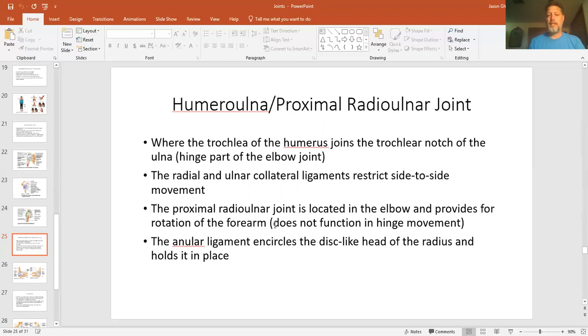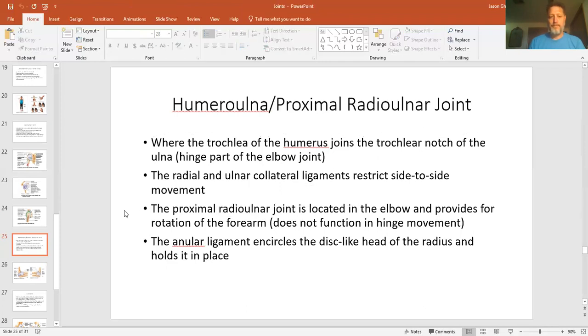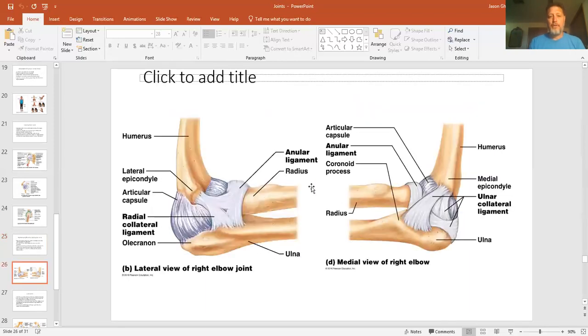The elbow is the hinge. This is not a hinge function. This is right there. This is not part of the hinge of the elbow. And then there's an annular ligament that wraps around the head of the radius and holds it in place. So there's the annular ligament, and you can see it from both medial and lateral sides. It wraps around it. And again, that allows it to rotate. And then you have your radial collateral ligament and your ulnar collateral ligament. All right. Those hold the elbow in place, keeping the elbow from moving side to side.